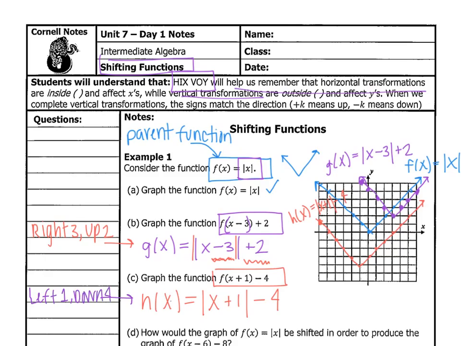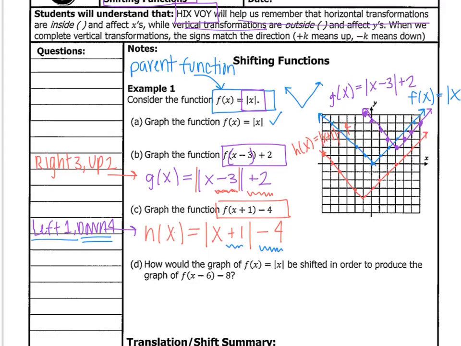So let's interpret this again. I have a plus 1 on the inside. That took us to the left 1. Plus 1 typically means move towards the right, towards the positives, but in this case, it was the opposite again. So if it's inside, it looks like we're doing the opposite direction. However, on the outside, we have a minus 4, and that did in fact take us down 4. So on the outside, it follows the direction. On the inside, it's opposite.